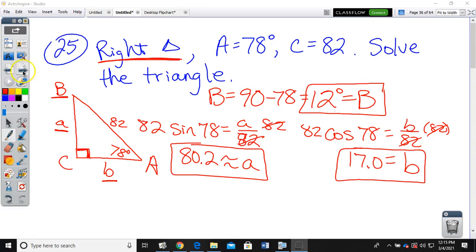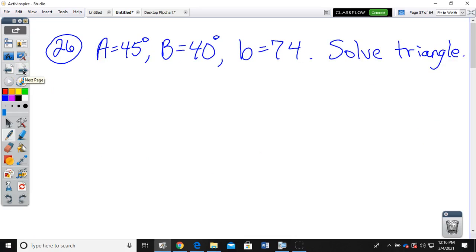All right, 26. Same type question, except what did they not specify? It's not a right triangle, okay? Now, they didn't say it wasn't. They just didn't say it was. So if they don't say it's a right triangle, you can't assume it is. Everybody with me? So this one is not a right triangle, which means we have two options. Law of what? Sines or law of cosines. We have to use one or the other.